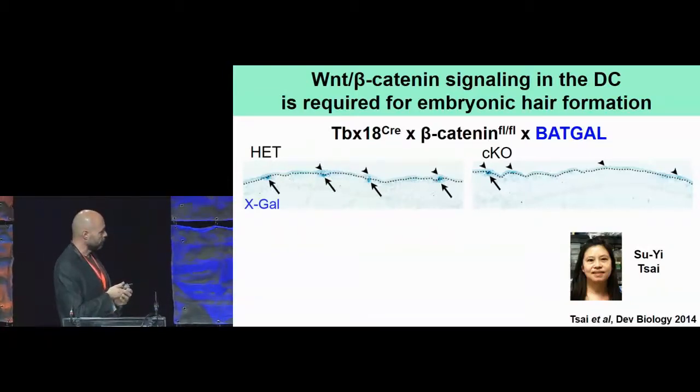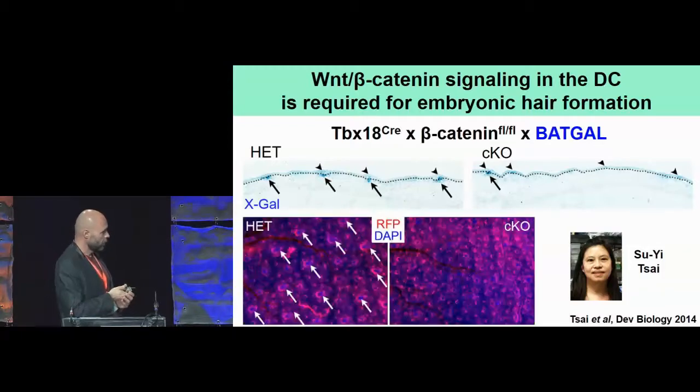And so when we crossed the beta-catenin flox mice with the Cre and with a Wnt reporter, BatGal, you can see here in blue the Wnt activation in the condensates and the placoids, and that is gone in the dermal condensates in the knockout. And so in this whole-mount view, you can see the consequence of this ablation is that the large guard hair follicles do not form.